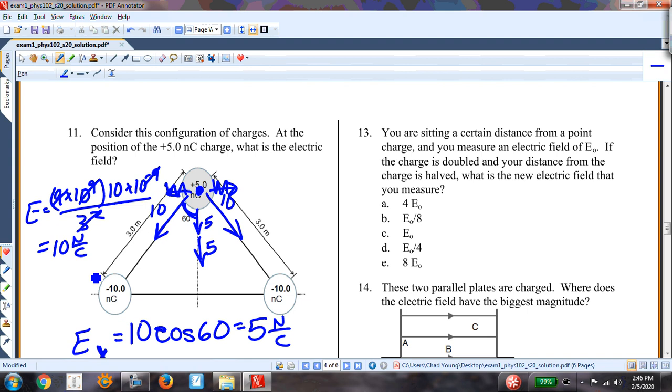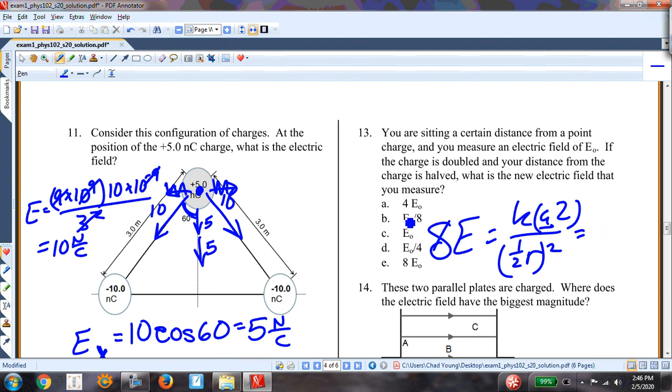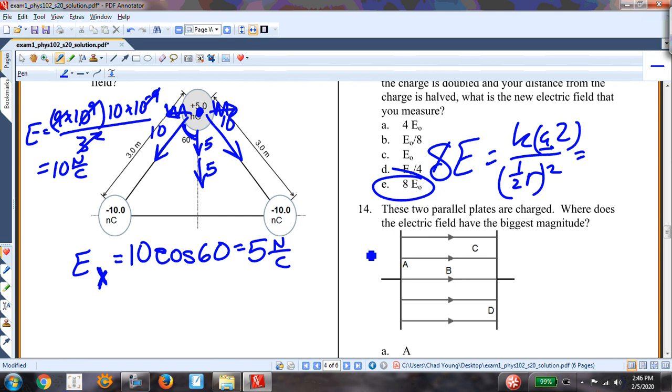You're sitting at a certain distance from a point, you measure an electric field, you double your charge, and your distance is halved. So E equals KQ over R squared. I double my charge, I halve my distance. This becomes 1/4, but it's in the denominator, so I have multiplied my electric field by 8.